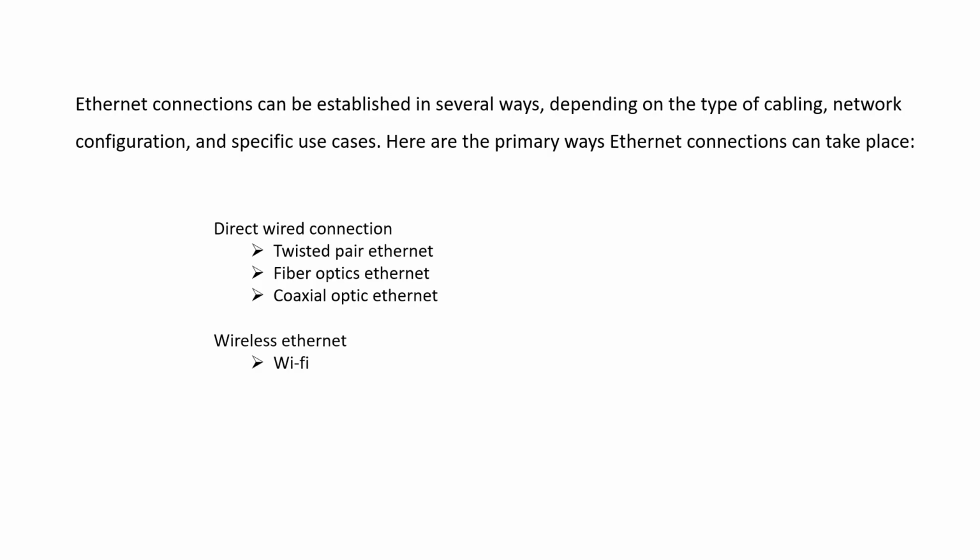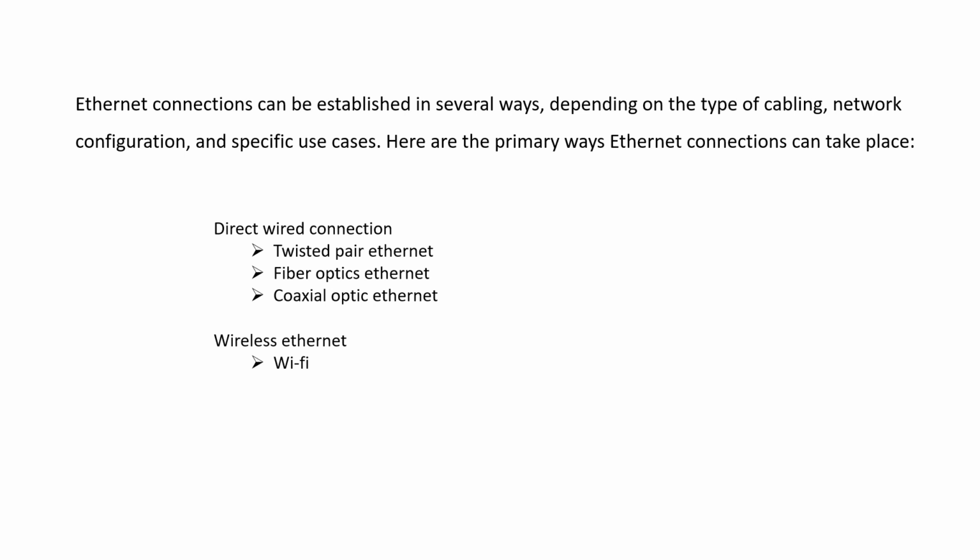Ethernet connections can be established in many ways, depending on their type of cabling and network configuration. In wired Ethernet connections, there are three main cables which play a crucial role. The first one is twisted pair Ethernet cable, then fiber optic Ethernet cable, and coaxial Ethernet cable. We have already discussed these three cables in previous sessions.